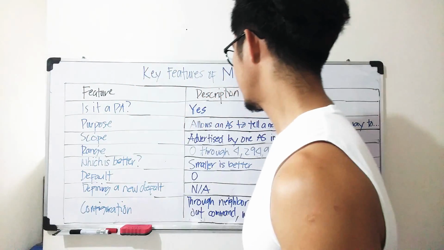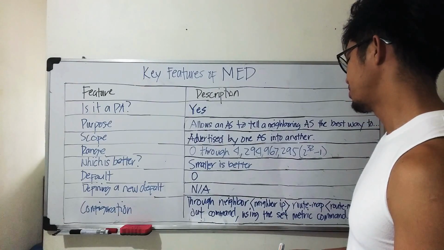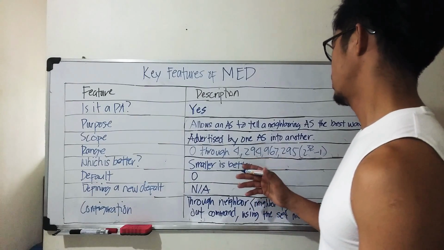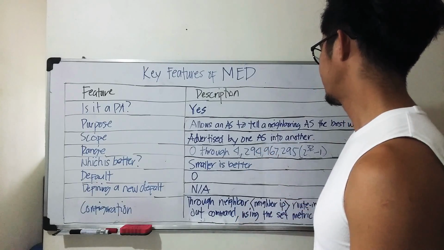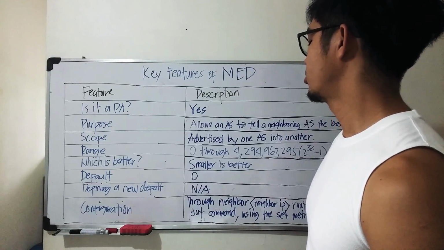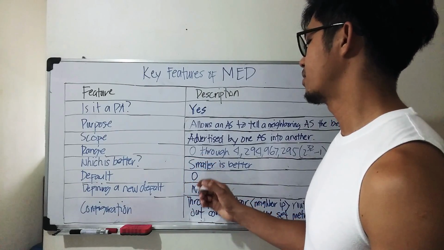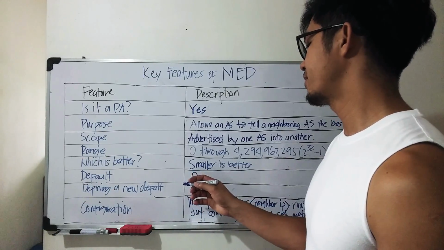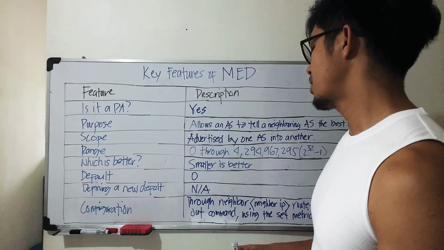And range is 0 through, I think this is 4 billion. I'm not going to read this, but you can just look at it. Which is better? Smaller is better. And the default is 0. Defining a new default, not applicable. So let's talk about configuration.